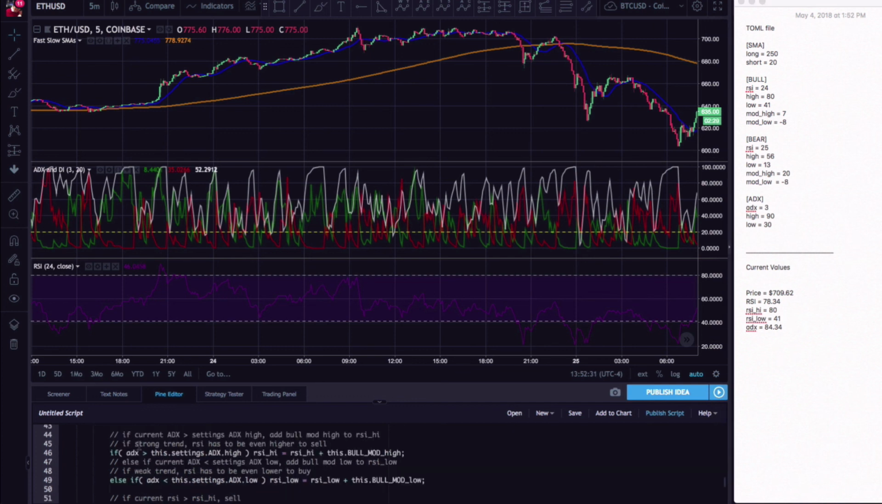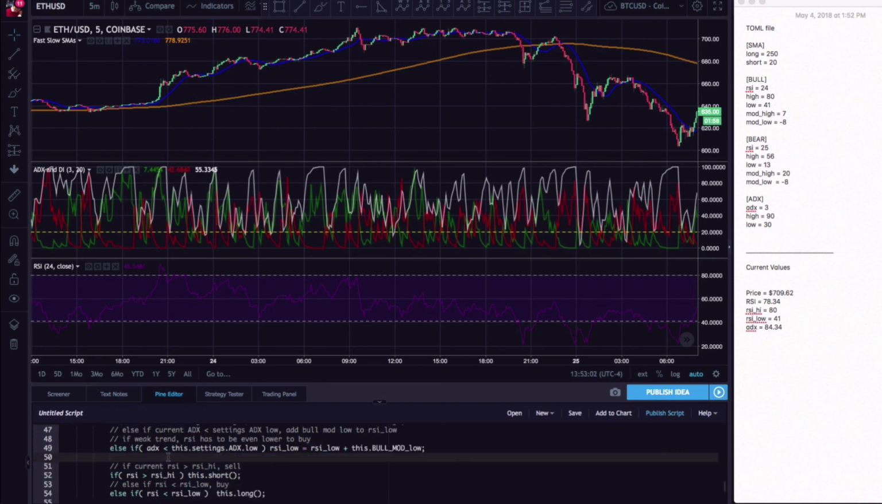Now we check the ADX. So again, if the ADX is greater than the settings for ADX.high, then we're going to add the mod high into the RSI high. So is it greater? Right now the current ADX is 84.34, and our high ADX is 90. So the ADX is not greater than the high, so we're not going to add it.